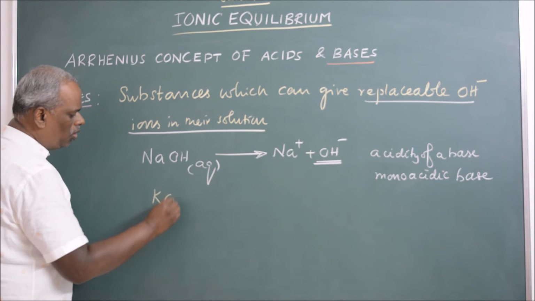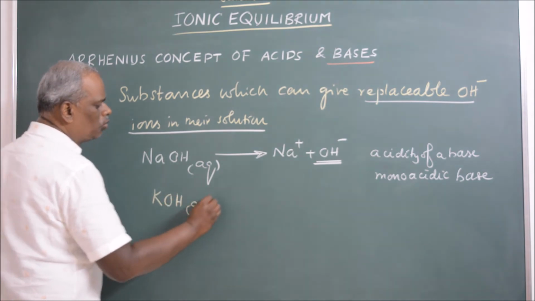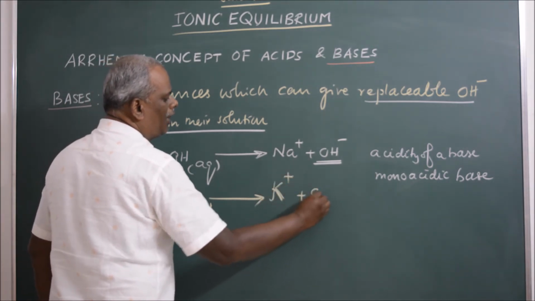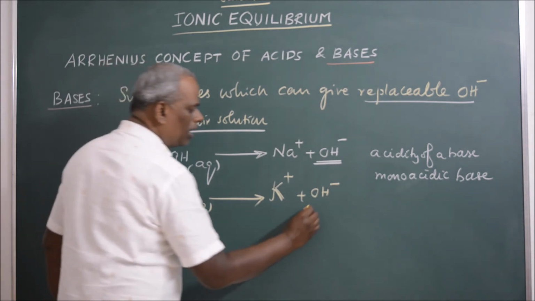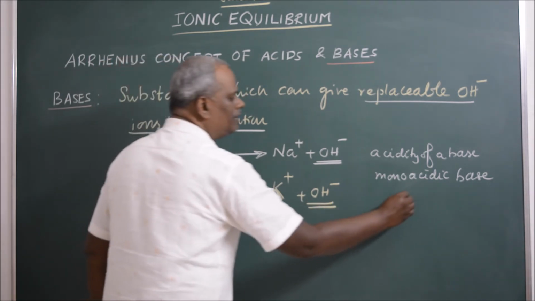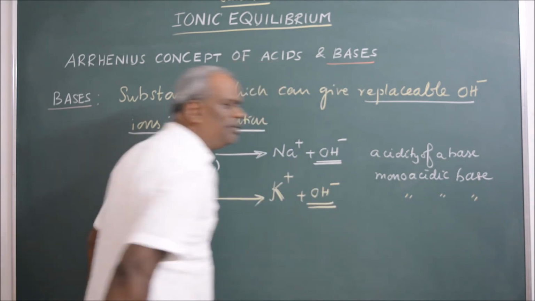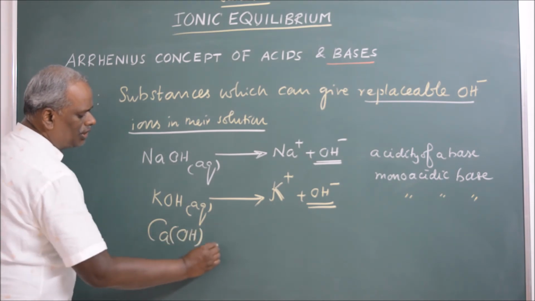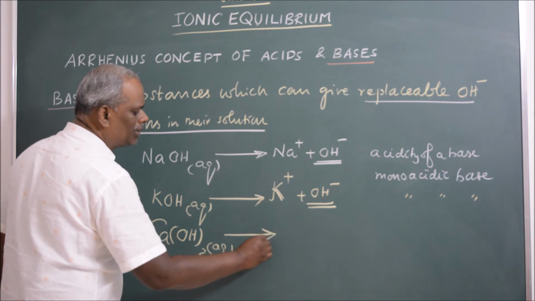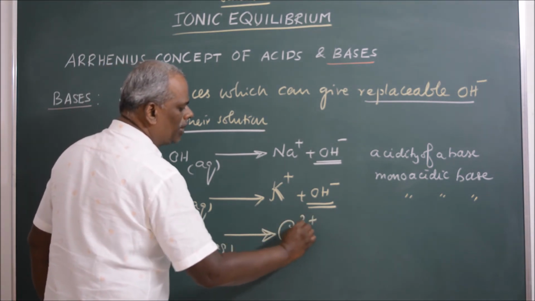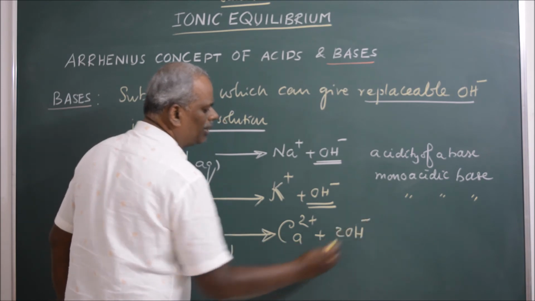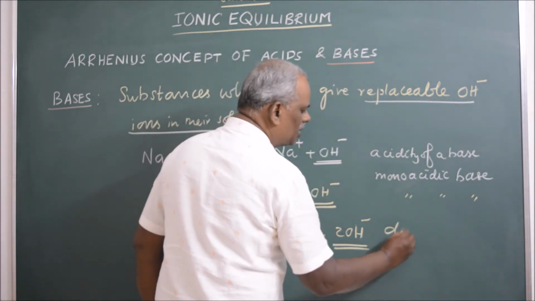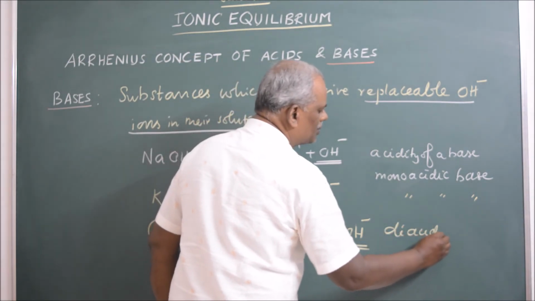Likewise, we can have KOH. If it is converted into its solution form, it can form K plus ion and OH minus. So the hydroxyl group is again obtained. This is also said to be a monoacidic base. Consider calcium hydroxide, Ca(OH)2. When it is converted into its solution, that will be giving you Ca2 plus and 2 times OH minus. Here we are obtaining two replaceable hydroxyl groups, and hence it is said to be a diacidic base.